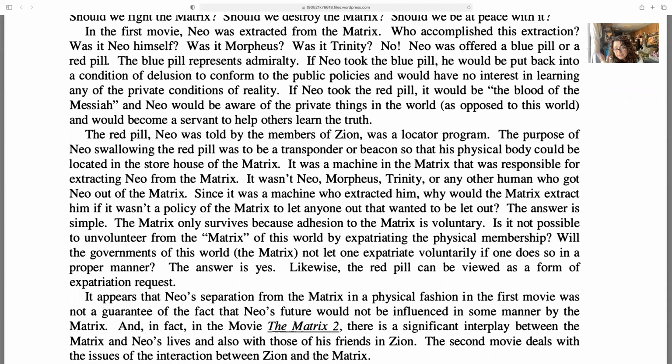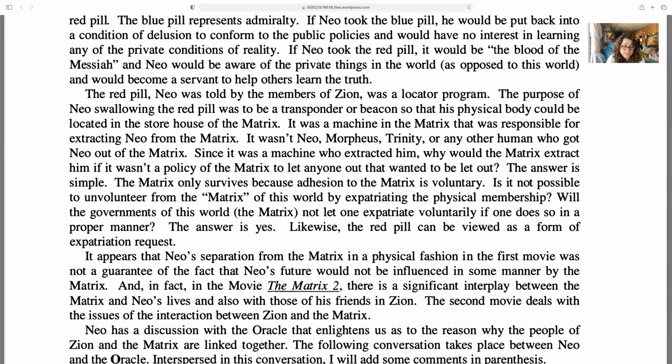You know, they're trying to get you to do the job with adhesion contracts, making it voluntary. That's the Matrix. Is it not possible to unvolunteer from the Matrix of this world by expatriating the physical membership? Will the governments of this world, the Matrix, not let one expatriate voluntarily if one does so in a proper manner? The answer is yes. Likewise, the red pill can be viewed as a form of expatriation request.